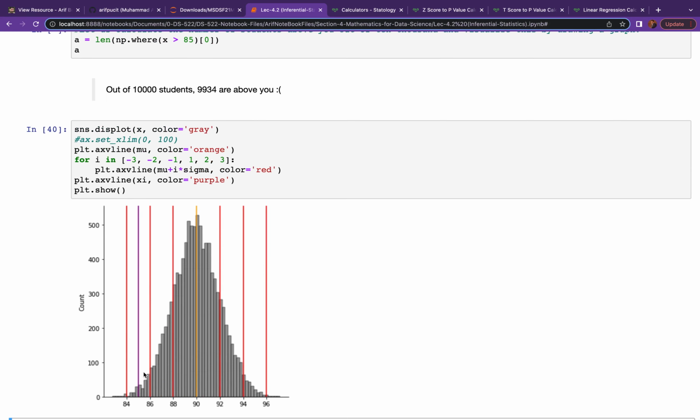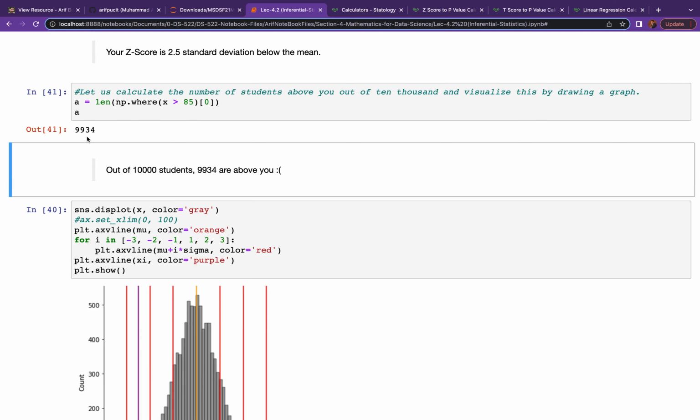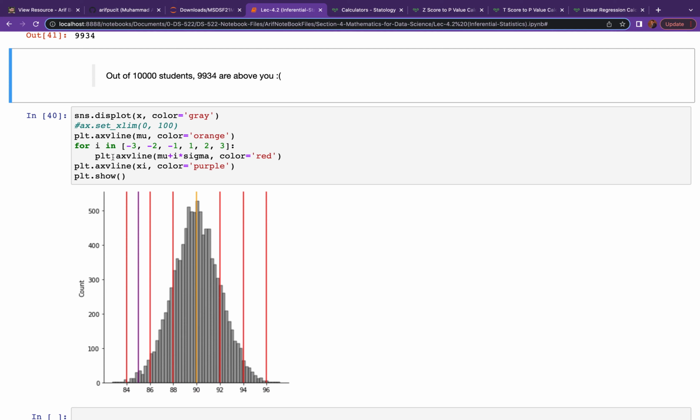And once again, if I check how many students are below him, the number of students below him is 66, I think. So 9934 students are above. So 66 students will be below him. You might have got a fair idea now of how the data is distributed and how the mean and standard deviation impact the distribution of the data.